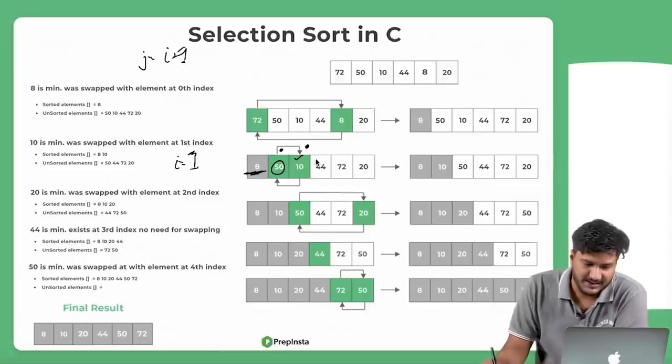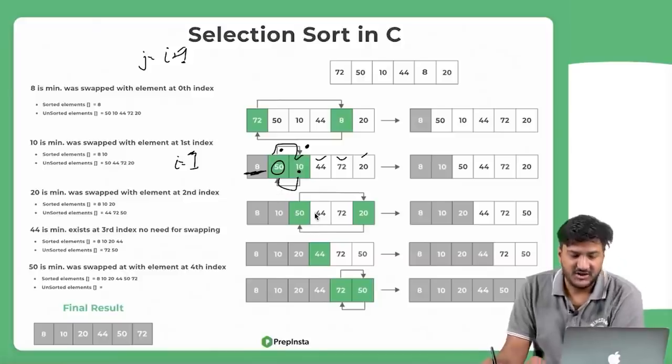I will store the same thing. I will find this is the minimum index, so I will swap both of them. Essentially, this is what is happening.